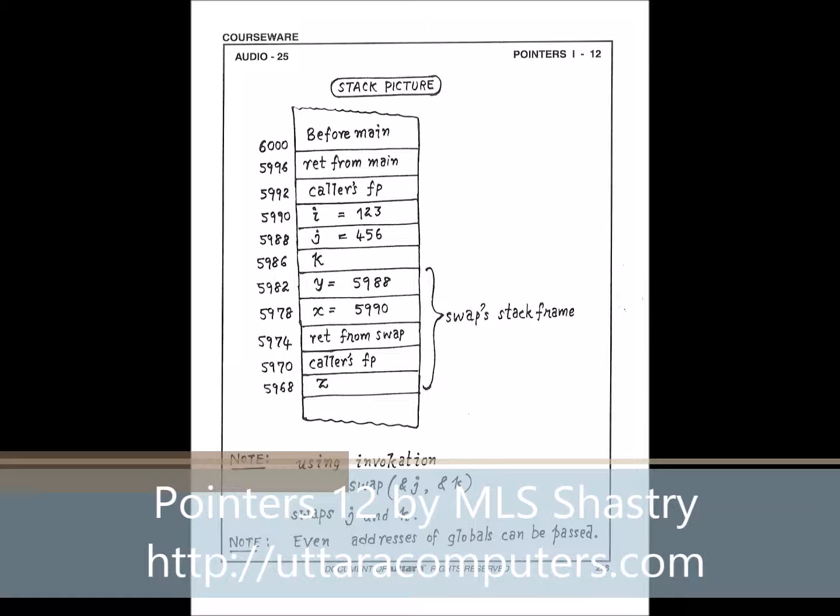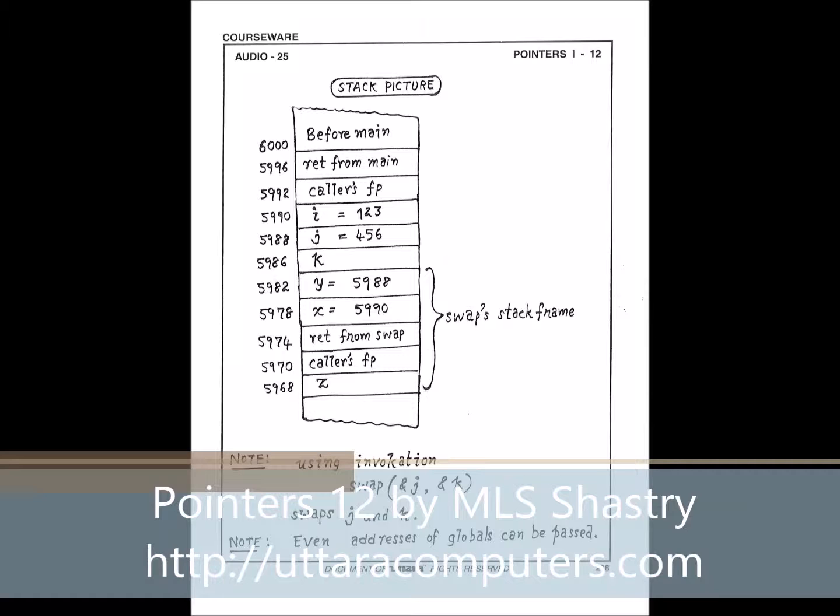So that's the first parameter which gets pushed. And 5988 itself, since it's a 4-byte value which you are pushing, is getting pushed at 5982. This is the address of this. And the next parameter that we are pushing is the value of ampersand i. We know i is contents of 5990. So what you are trying to push really is the address of i, which is 5990. It is at 5978. Are you with me there? 5978. And now it does the call invocation.